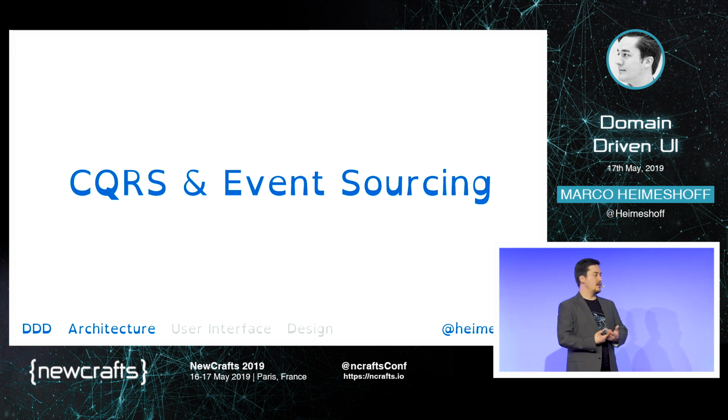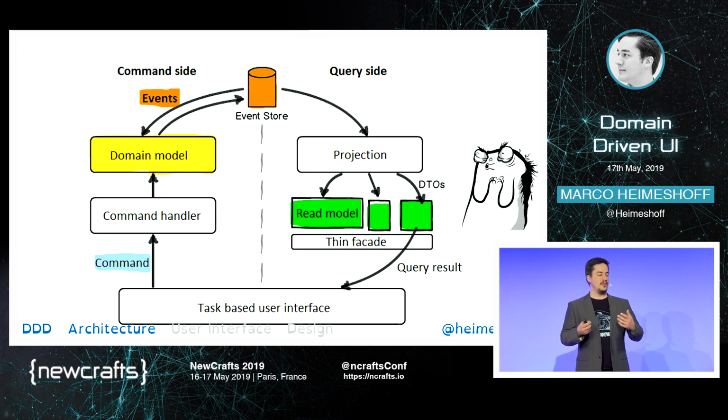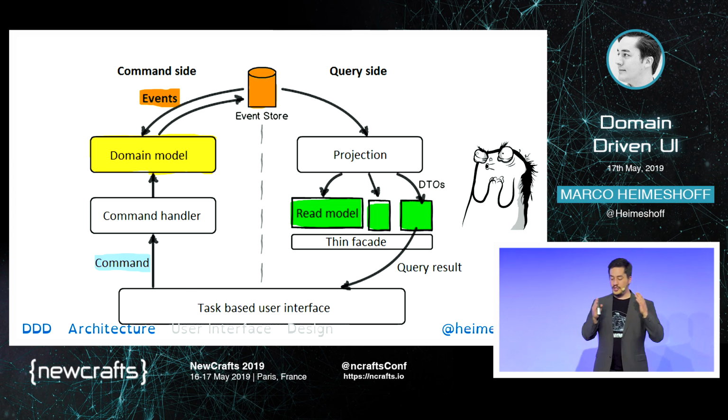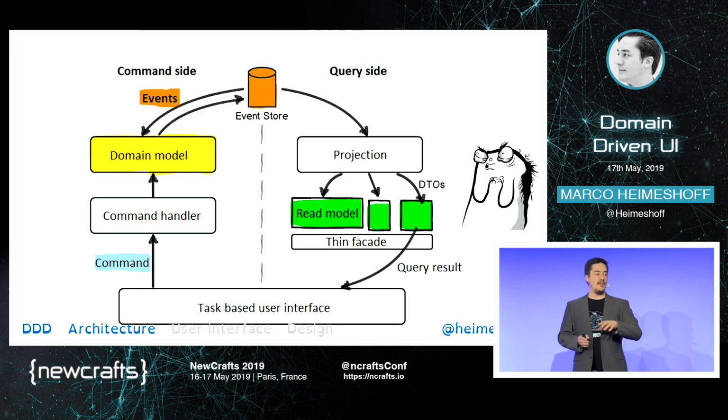So Greg Young and Udi Dahan, roughly around 2008, 2009, came up with this idea, independently of each other, to split the dependency, to split the responsibility of the command side and the query side in your architecture. So not just to build one object model that solves every problem, but to build multiple object models to solve the specific problem you're having at hand.